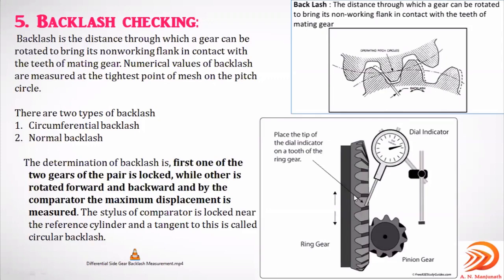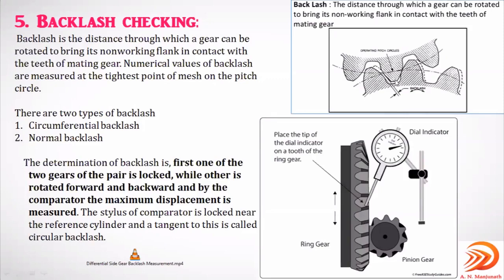You can observe here, this is the gear and this is the other one. The tip of the dial indicator is on one tooth. One of the two gears of the pair is locked while the other one is rotated forward and backward. Assume this pinion gear will be fixed; it will not move. Only this gear is going to be moved front and backward. And by using this comparator, the dial indicator, the displacement, the gap, is measured.